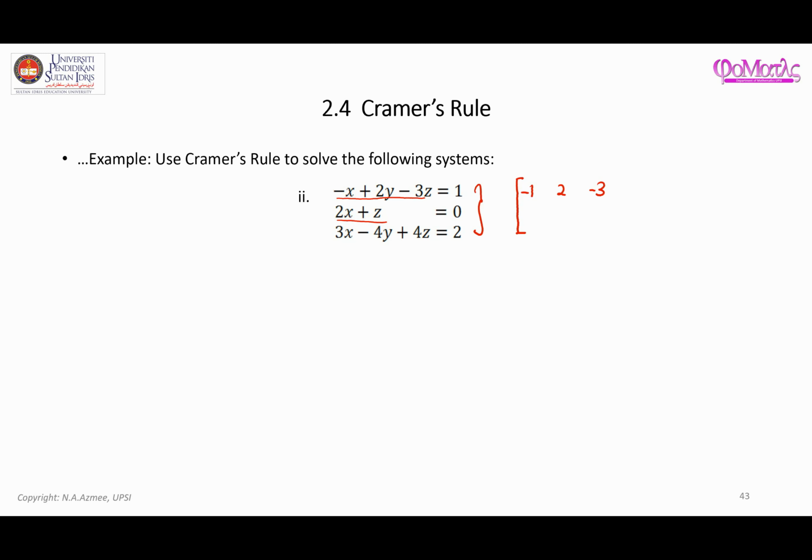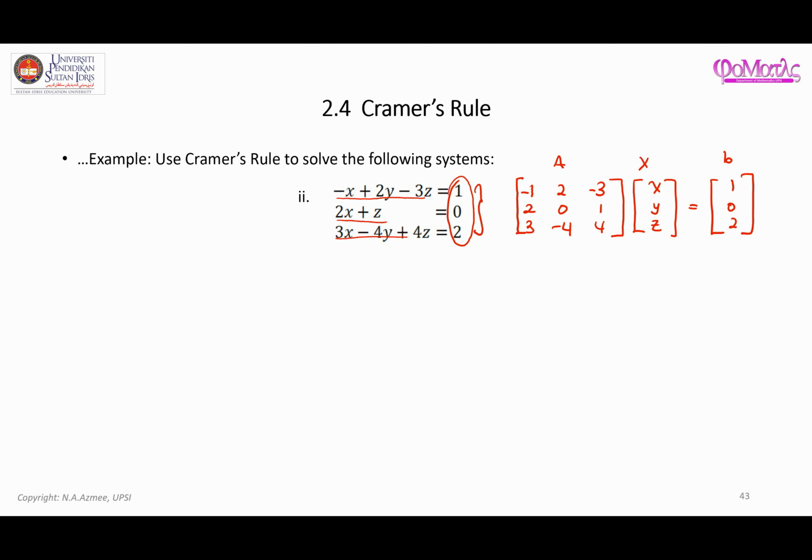And for the second line here, the coefficients are 2 for x, 0 for y. There's no y here, so here is 0, and z is 1. And for the third line here, we have 3 for x, -4, and 4. So here is matrix A, and this is a column matrix for the unknown variables. And right next to it will contain the constants on the right hand side of the equation. So here we have 1, 0, and 2. So here is B.